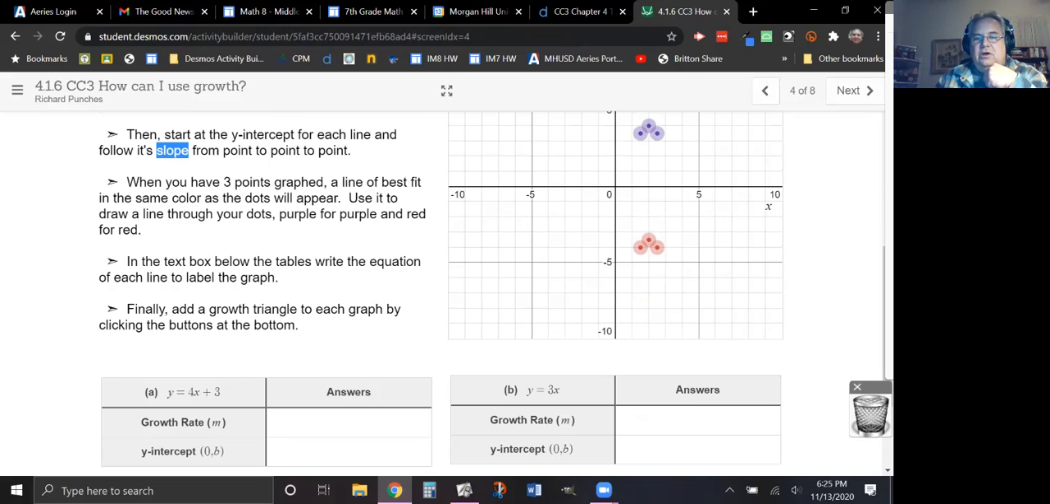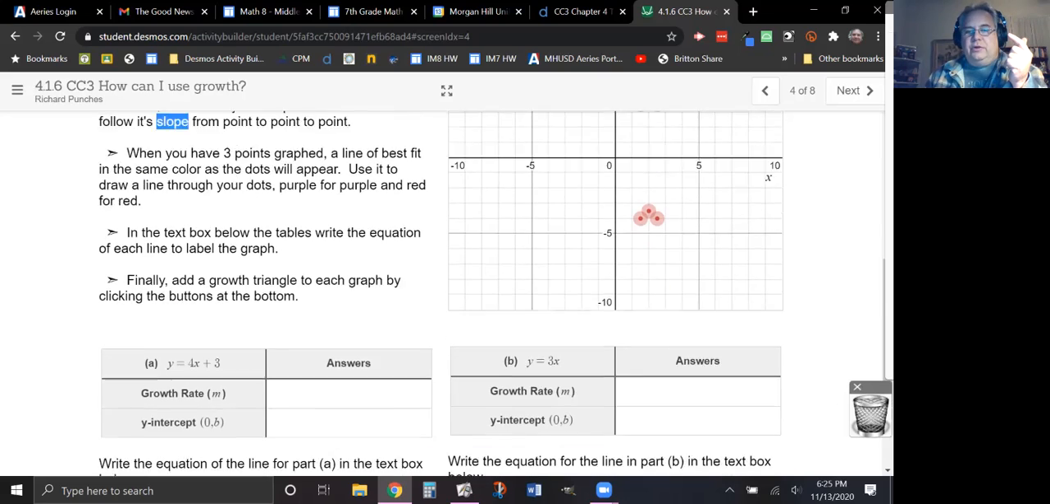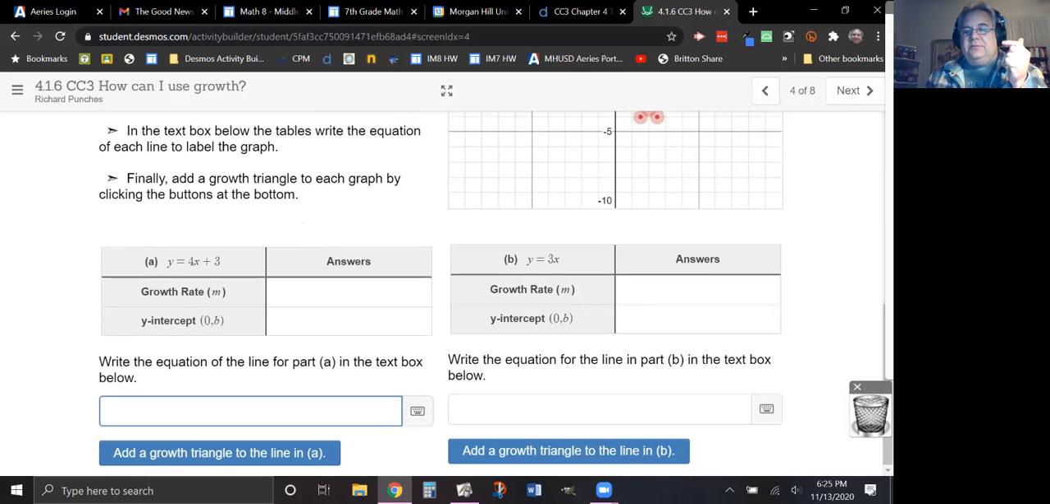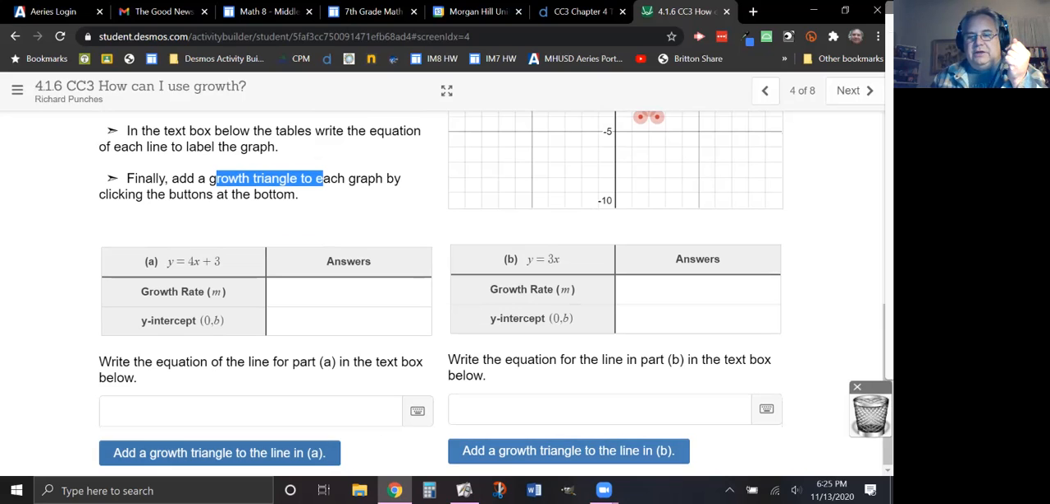In the text box below the tables, write your equation for each line to label the graph. So these are the equations. You're going to rewrite them, but you're going to rewrite them in these text boxes because I want to label the graph, and this is how I'm going to capture the equation from you. And the last thing, finally, add the growth triangle to each graph by clicking these 2 buttons.